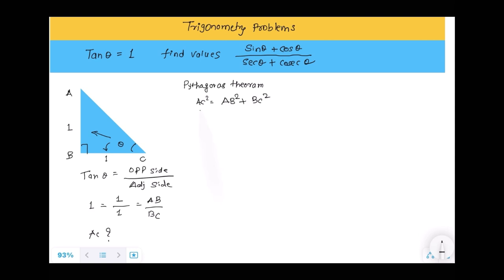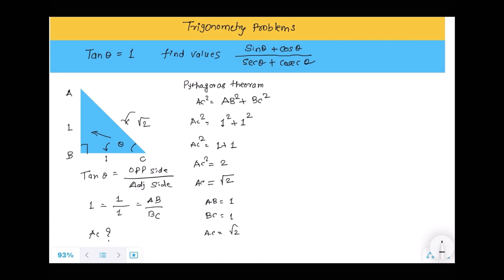By applying Pythagoras theorem, AC square, that is hypotenuse square, is equal to AB square plus BC square. Side 1 square plus side 2 square. AC square is equal to 1 square plus 1 square. From this data we have derived AC square is equal to 1 plus 1. AC square is equal to 2. Applying square root on both sides, AC is equal to square root 2. So now we know hypotenuse, which is square root of 2. So now we have all the three sides of a triangle. AB is equal to 1, BC is equal to 1, AC is equal to square root of 2.